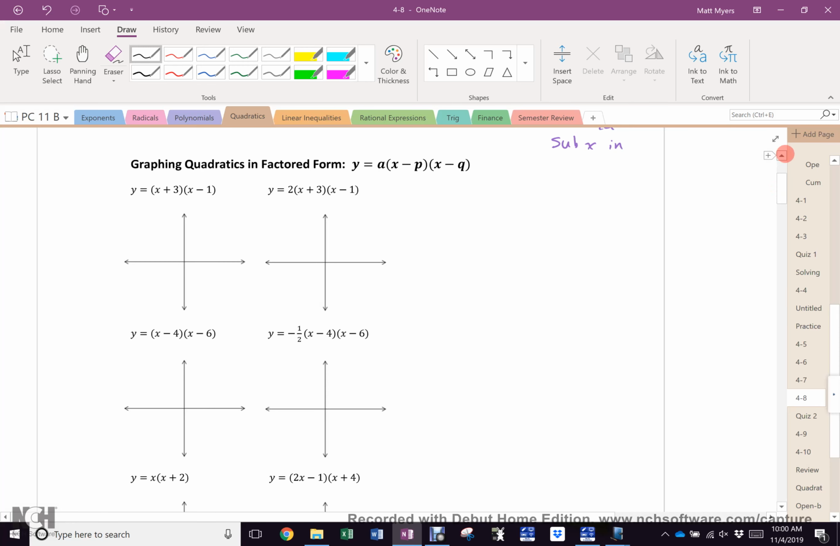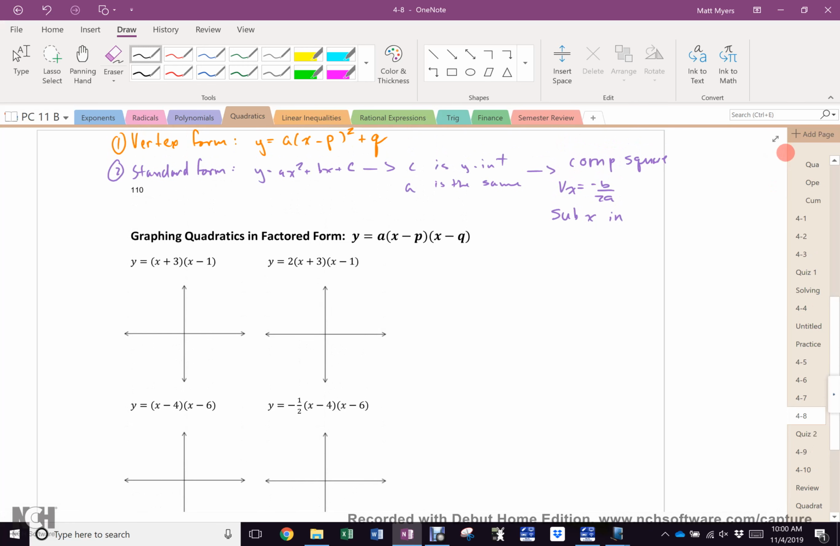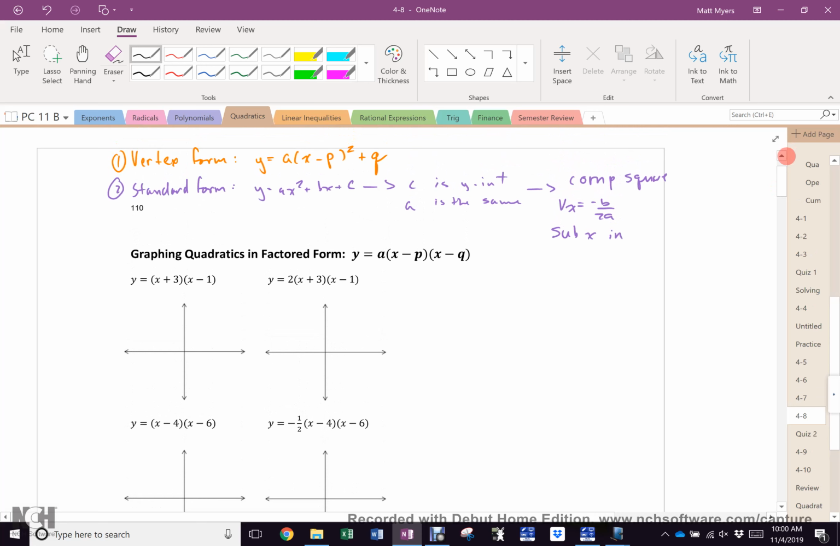Now, again, I question why I was taught to put P and Q in this form, and I was taught to put P and Q in that form. Because in vertex form, what are P and Q?